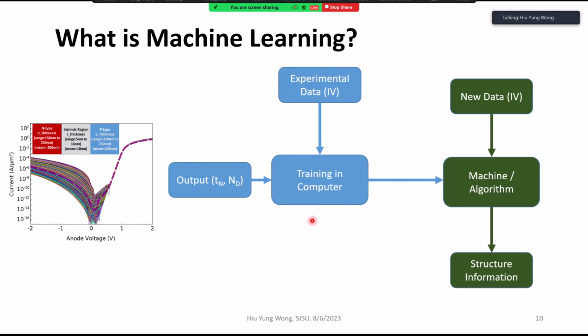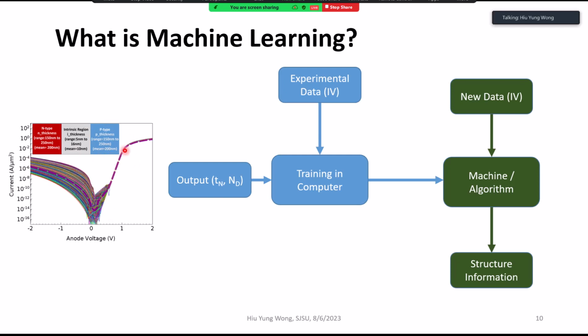So in principle, for example, this is a diode, right? Here we plot the current in log scale. You will see the current is low when it's reverse bias and it is high when it's forward bias. If we have, for example, a simple variation of the thickness of the N region, intrinsic region, and P region, we see that we have different IV curves.